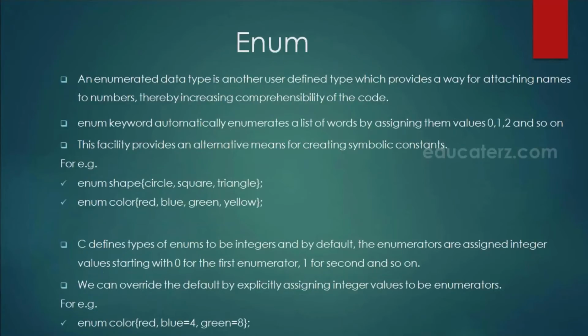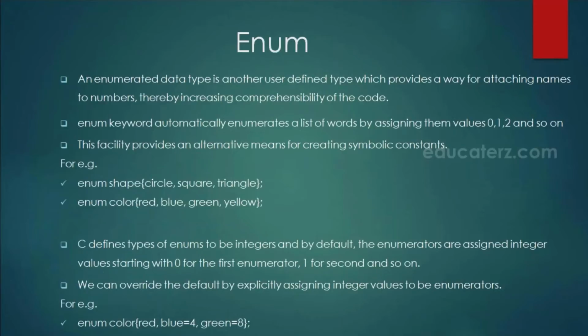For example, if I have enum shape circle, square, triangle. So by default circle will become 0, square will become 1 and triangle will become 2. Similarly we can have it for colors, for day of week, month of year and so on.